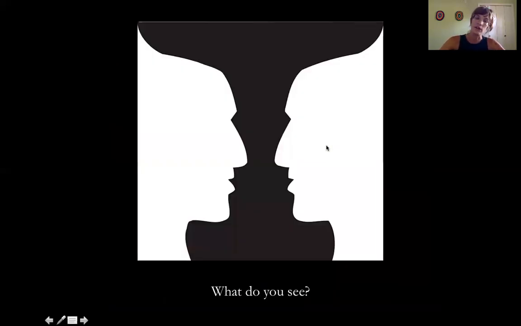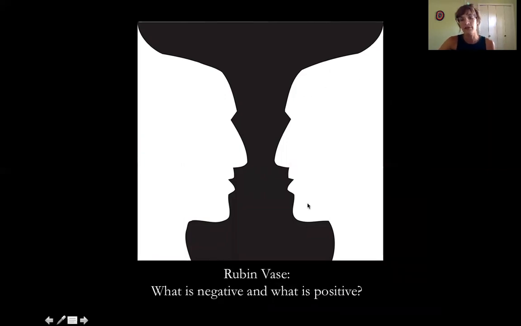And what do you see here? Take a moment. It will come to you right away. You either see a vase, right? If you're looking at the black, or if you're actually focusing on the white, you'll see two profiles. So this is the Rubin vase, and it's kind of fun because it gets us to think about the play between negative and positive. So negative can be positive in this instance, and positive can be negative.